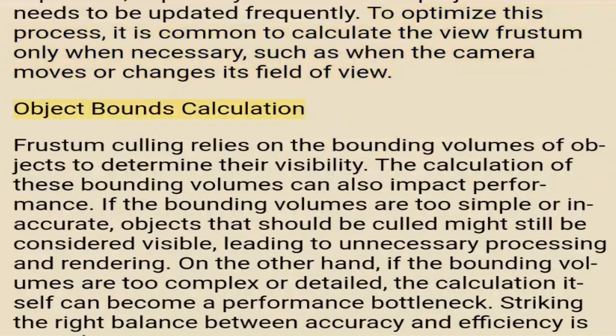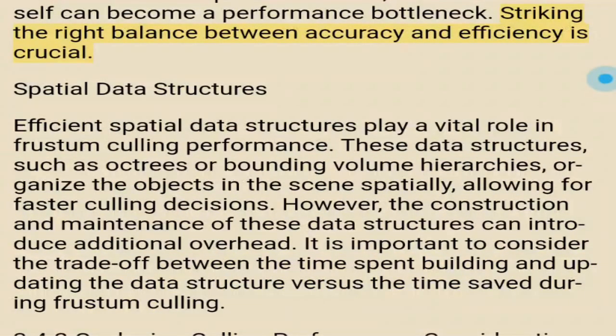Object bounds calculation. Frustum culling relies on the bounding volumes of objects to determine their visibility. The calculation of these bounding volumes can also impact performance. If the bounding volumes are too simple or inaccurate, objects that should be culled might still be considered visible, leading to unnecessary processing and rendering. On the other hand, if the bounding volumes are too complex or detailed, the calculation itself can become a performance bottleneck. Striking the right balance between accuracy and efficiency is crucial.